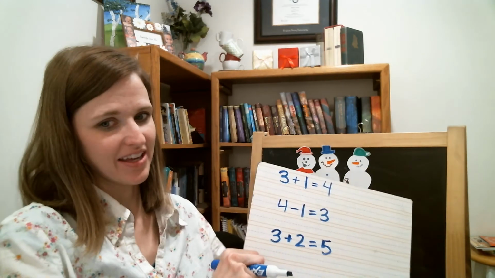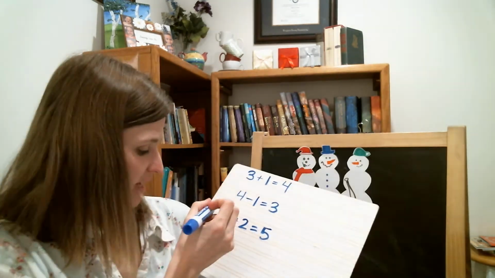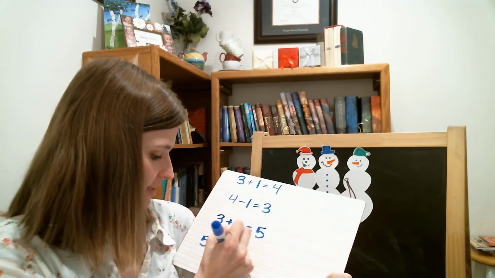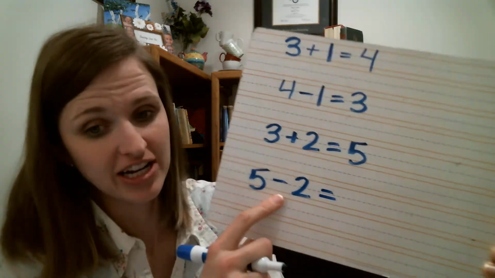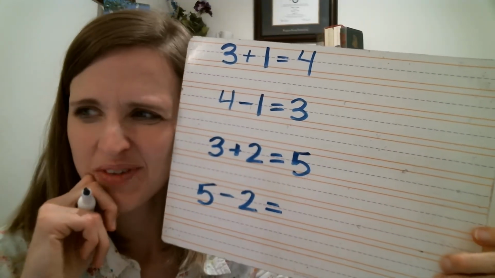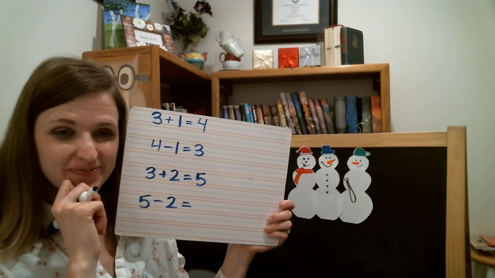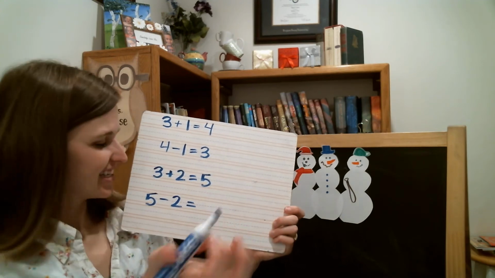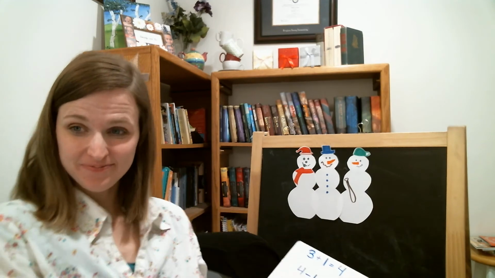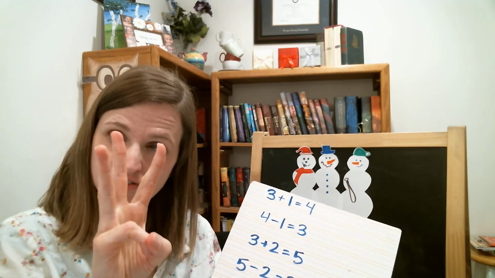Whew, okay. So I started my day with 5 snowmen. And then 2 completely melted. I can put subtraction because we know that part already. 5 minus 2 equals, what is it? Pause the video and see if you can find out. Did you figure it out? It's 3. Did you use the picture? Did you use your fingers? 5 minus 2 is 3.